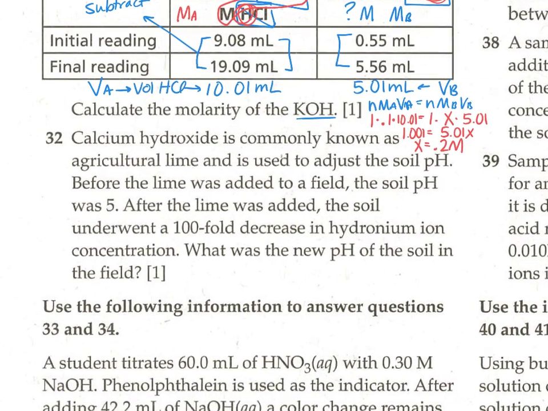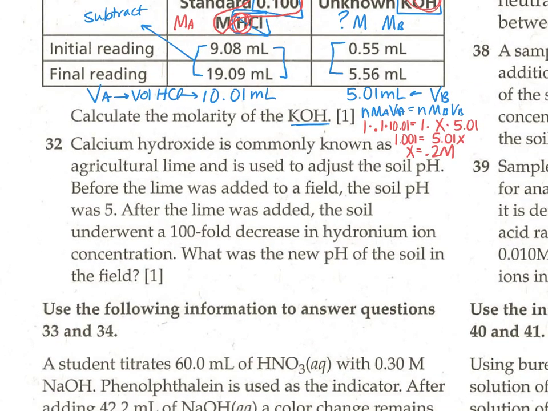32, here's a pH question. Calcium hydroxide is commonly known as agricultural lime and is used to adjust the soil pH. So when you start to see landscapers out in the springtime, they start throwing stuff on the lawn, a lot of what they're doing is adjusting the pH of the soil with different fertilizers, and they can use agricultural lime for that. Okay, before the lime was added to the field, the soil pH was 5.